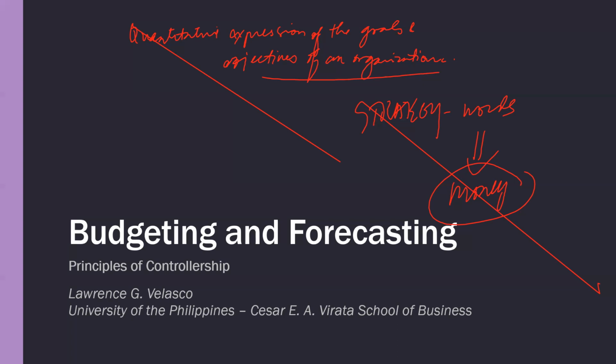Dadaan ng budget yan eh. Right? Yung strategy na puro words lang, kailangan i-implement. And if kailangan i-implement, kailangan ng pera. And so therefore, that's why the budget is a very important tool in management control to make sure that strategy and implementation are there. Okay?